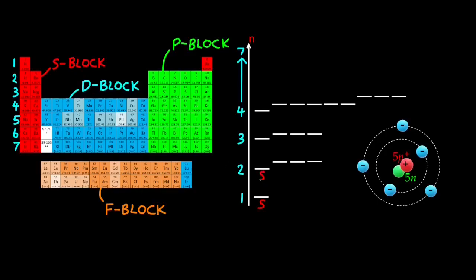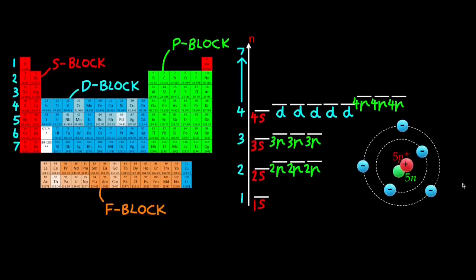So at energy level 2, we have S and P subshells. And similarly at energy level 3, in energy level 4, we have S, D, and P subshells. And in each subshell, we have orbitals. So at energy level 2, we have one S orbital and 3 P orbitals. And similarly at energy level 3, and at energy level 4, we have S and P orbitals.